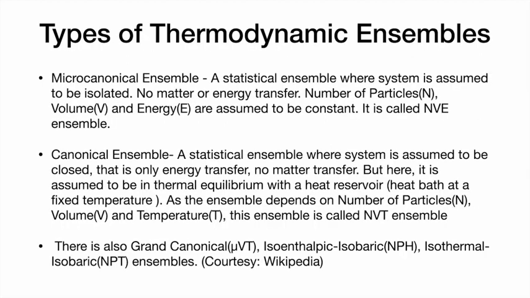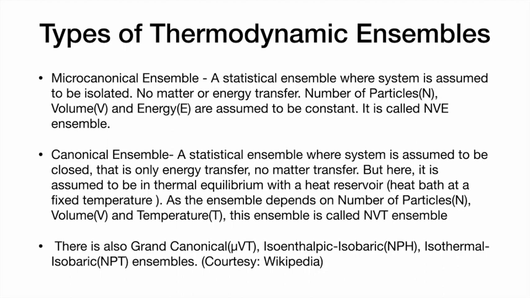And next, if we see types of thermodynamic ensembles, there is the microcanonical ensemble, then the canonical ensemble, and then other ones called grand canonical, isoenthalpic-isobaric, and isothermal-isobaric ensembles. The microcanonical ensemble is a statistical ensemble. All these are statistical ensembles. A statistical ensemble where the system is assumed to be isolated.